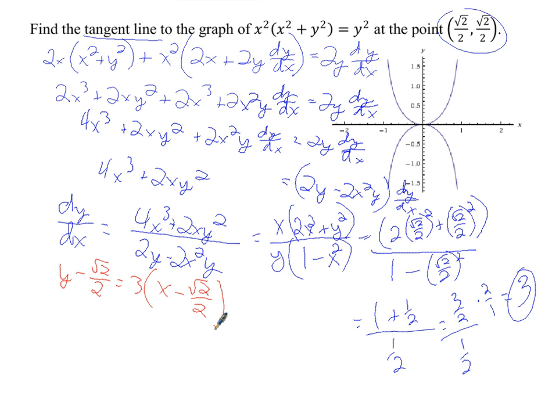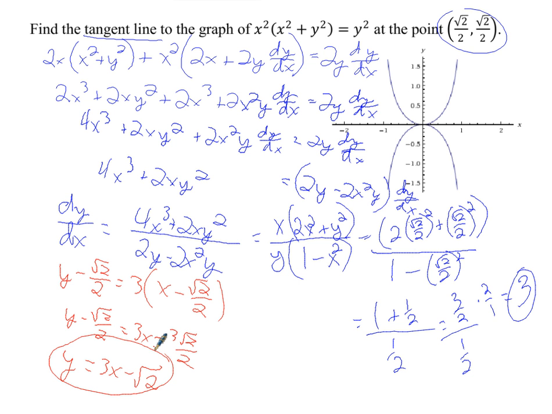Because I want to put this in slope-intercept form. It's super easy to put it in slope-intercept form. So we're going to distribute first, and we have y minus root 2 over 2 equals 3x minus 3 root 2 over 2. And now we add root 2 over 2 to both sides. So if I do that, I have negative 3 root 2 over 2, and I'm adding root 2 over 2 to it, so what do I wind up with? Negative 2 root 2 over 2, which simplifies down to just the square root of 2, but it's negative. So I have y equals 3x minus the square root of 2. That's my answer.